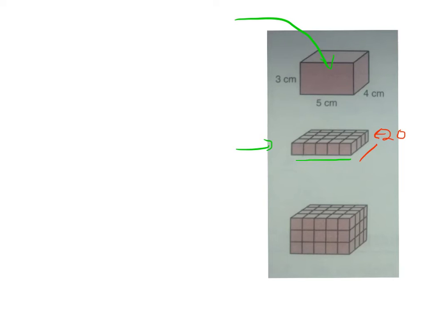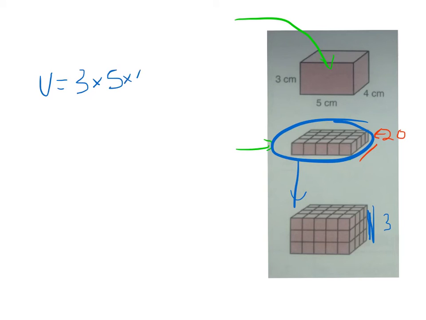And then in the next section, if we include the height down here, we see it's 3 high. So I have 3 groups of 20. I have 3 of these groups here, but they're stacked up down here. So 3 groups of 20. So if I take my volume, I say it's 3 times 5 times 4. 3 times 5 is 15. 15 times 4 is going to equal 60. So I can say my volume equals 60 cubes here.